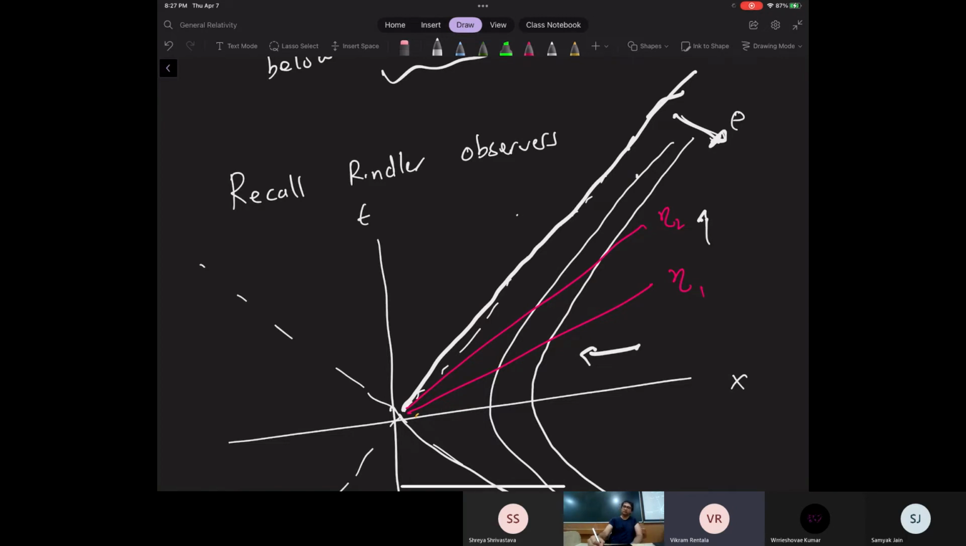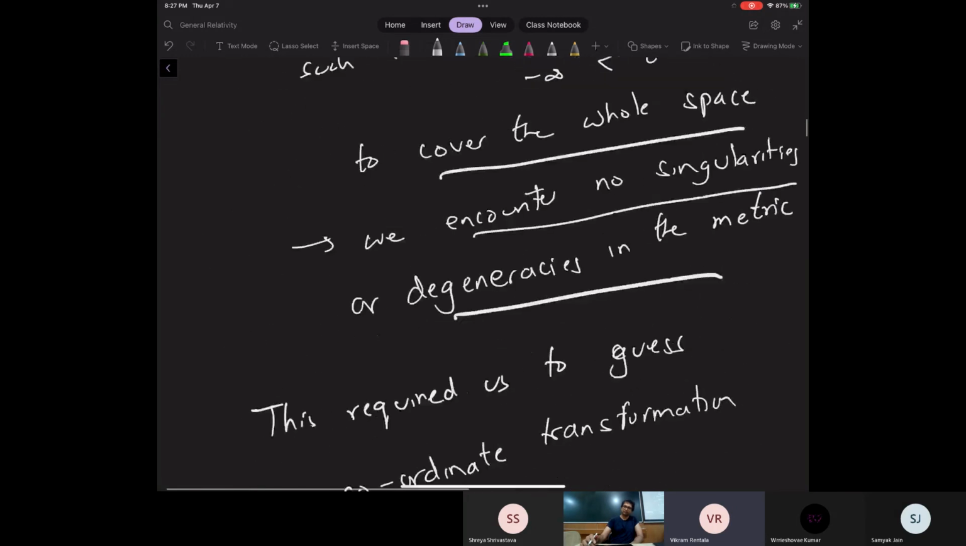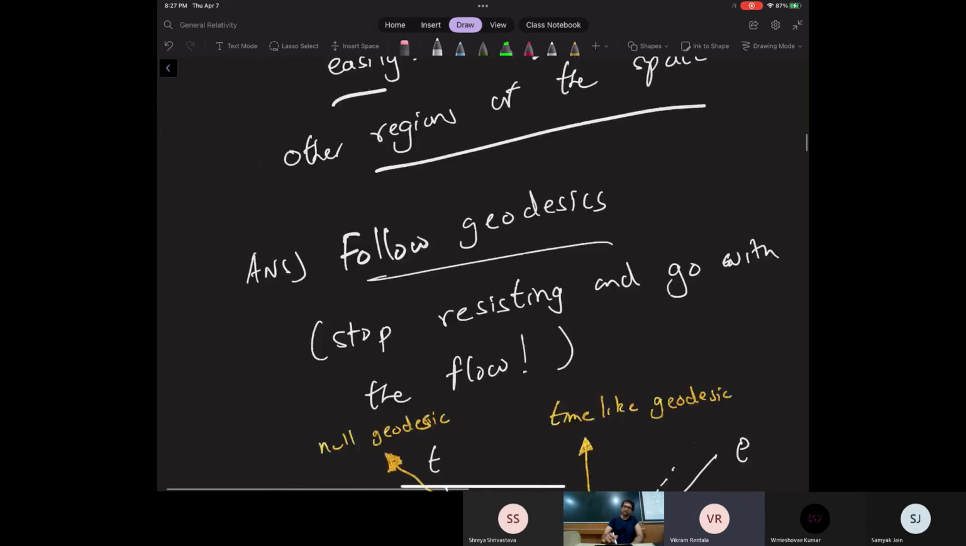If you're in free fall, you'll follow a geodesic. So the answer is you just follow a geodesic. That is, you stop resisting, stop trying to accelerate so hard, and just go with the flow. Okay, that is, you follow a geodesic.